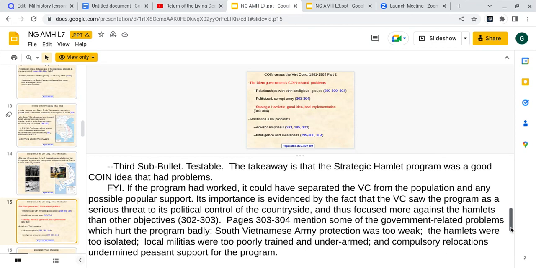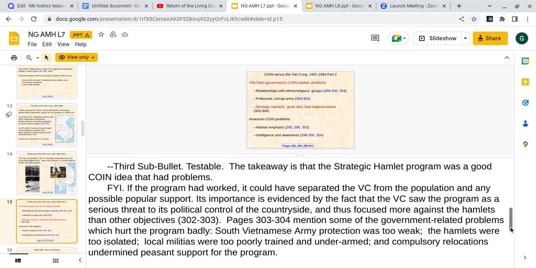However, there's one problem with implementing the strategic hamlets. In the South Vietnamese army, protection was really weak. They couldn't really stand on their own. So America wasn't getting much help from the South Vietnamese army. Their protection was too weak. They were also too isolated, these hamlets. They were too far spread apart with not enough people to sustain them, not enough manpower.